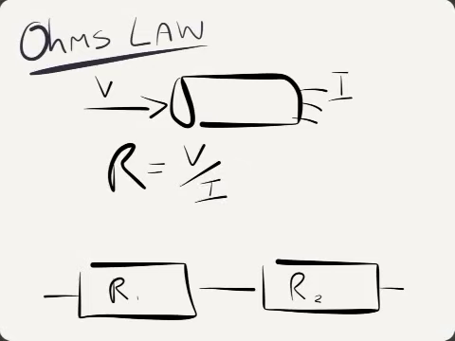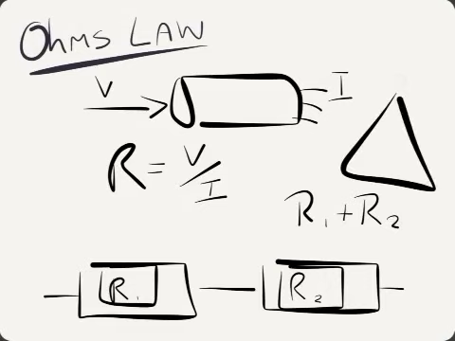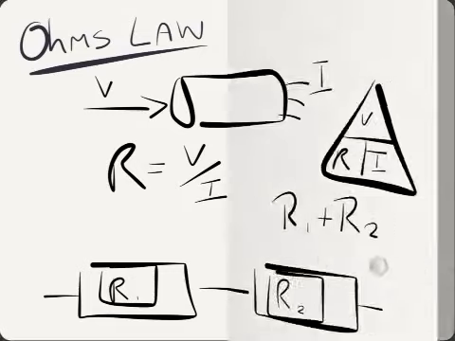If we add two resistors together, let's call them R1 and R2, then the total resistance is just the sum of their two parts, R1 plus R2. I'm not going to go into parallel circuits. I don't think that's ever going to come up again. So that is Ohm's law in a nutshell. Put it in a triangle, V, I, R, and I trust by now you could rearrange that in your sleep.